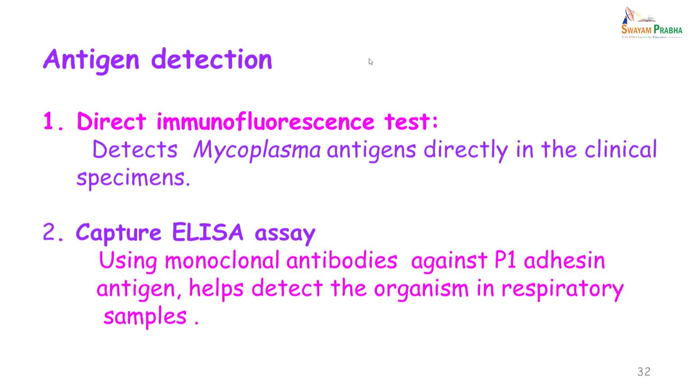Antigen detection tests are more specific, and the two common ones which are used are the direct immunofluorescence test and the capture ELISA assay. In both these tests, the Mycoplasma pneumoniae antigens can be detected directly in the clinical specimen. In the capture ELISA assay, monoclonal antibodies against P1 adhesion antigen are used in the plates, and these will detect the P1 antigen.